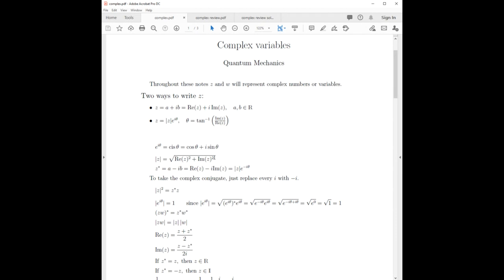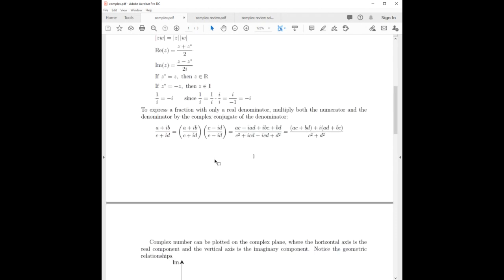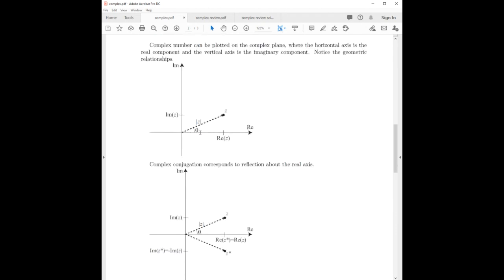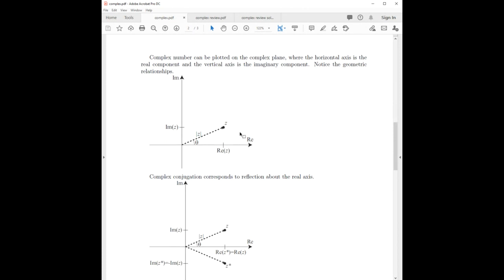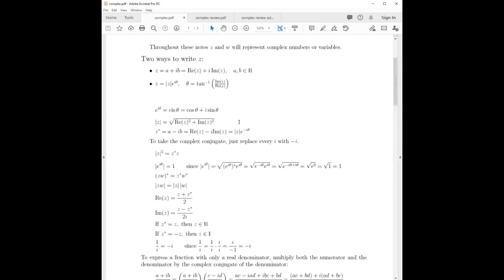And again, from our graph, if this is the real part of z, this is the imaginary part of z, and we make those two axes orthogonal to each other, this is a 90-degree angle. So by the Pythagorean theorem, we can get the modulus of z from the real and imaginary parts, the square root of the sum of their squares. Cool.